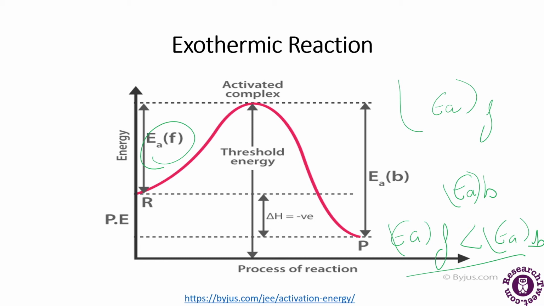Now, an exothermic reaction is a chemical reaction that involves the release of energy in the form of heat or light. In an exothermic reaction, the energy is transferred into the surroundings rather than taking energy from the surroundings. So this is the case of the exothermic reaction.